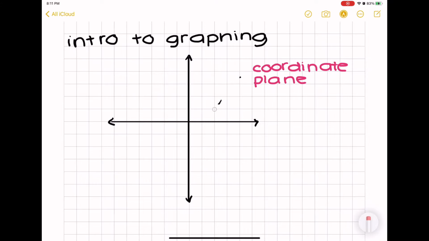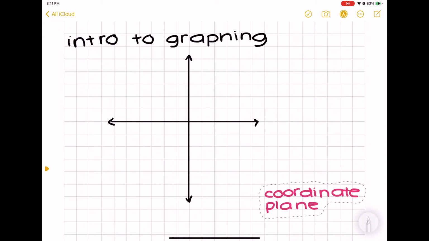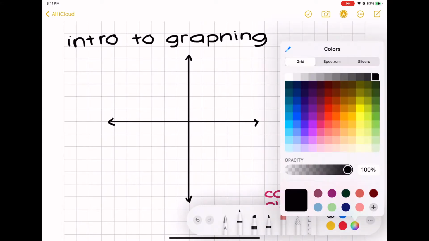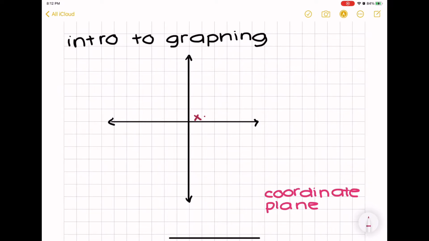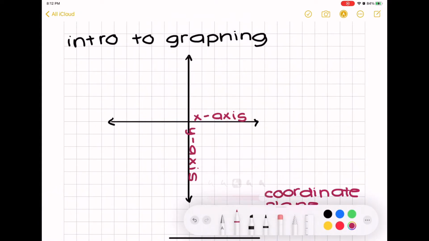As you can see, there are arrows at the end of the lines. This signifies that the lines go on forever, so you must put the arrows at the end of all the different lines. On a coordinate plane, there's an x-axis and there's also a y-axis. The y-axis is the line going vertically and the x-axis is the line going horizontally.